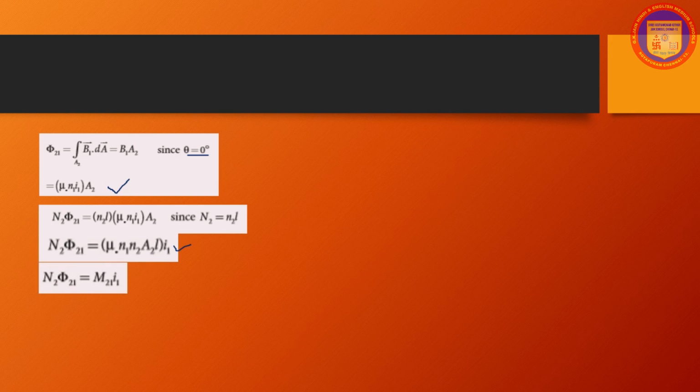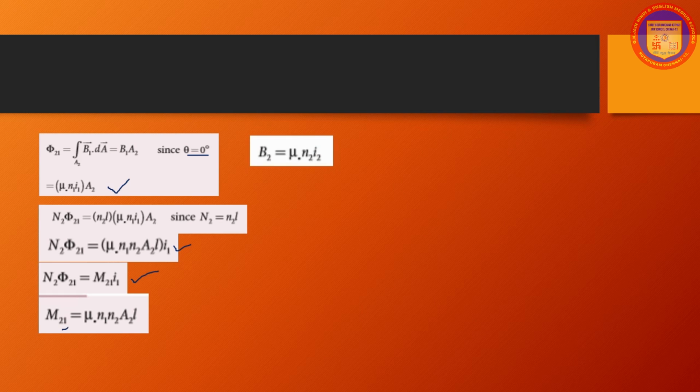From the above equation we also have N2 phi 21 equal to M21 I1. So comparing both equations we get M21 is equal to mu naught N1 N2 A2 L. This gives the expression for the mutual inductance M21 of solenoid 2 with respect to solenoid 1. Similarly, we can find the mutual inductance M12 of solenoid 1 with respect to solenoid 2, as we did for the above case.